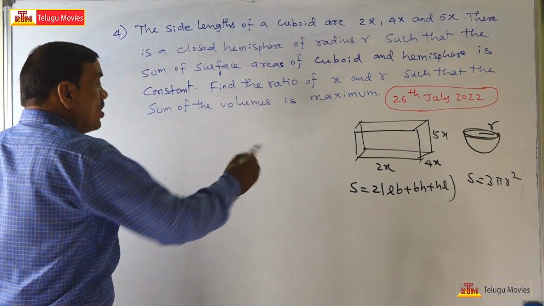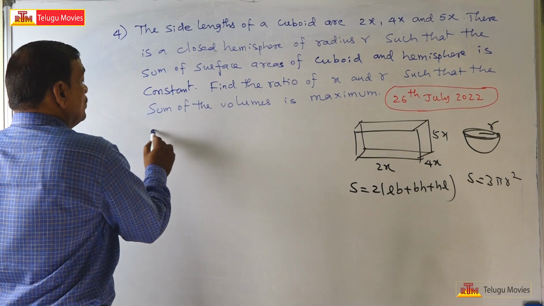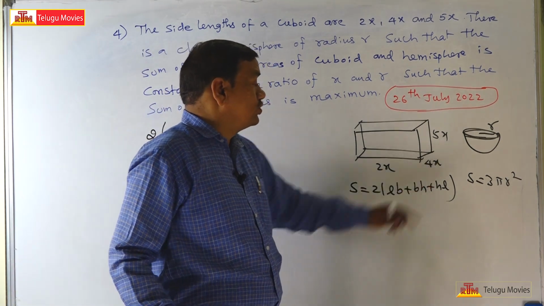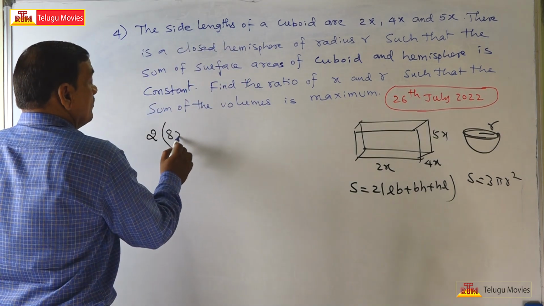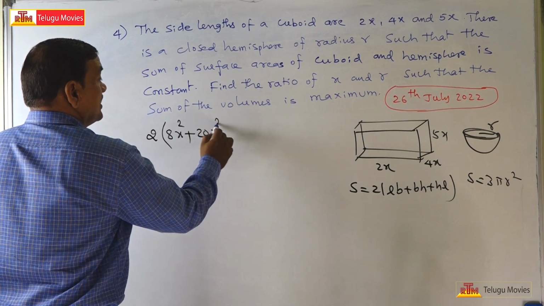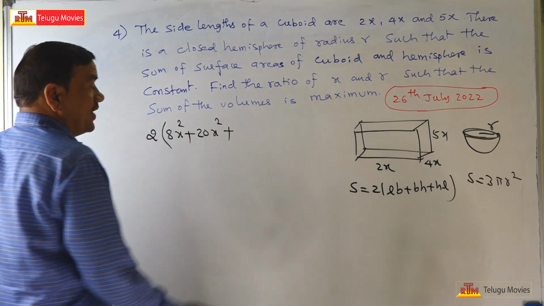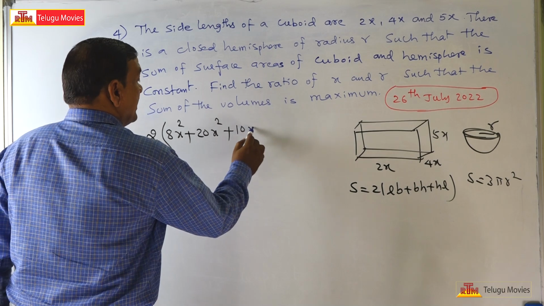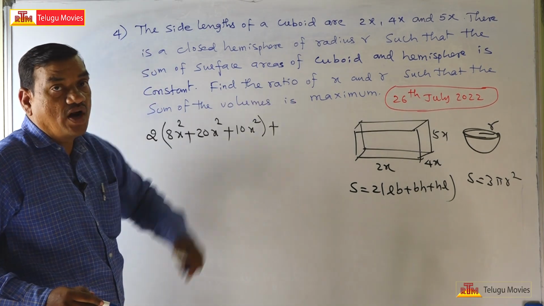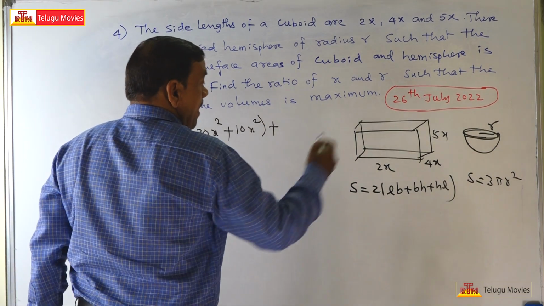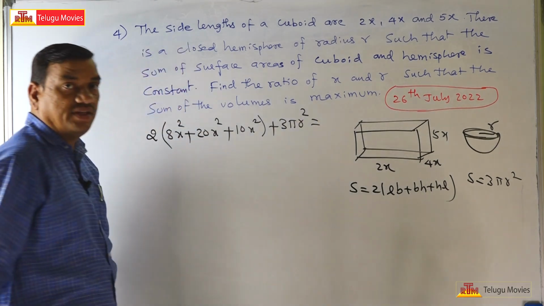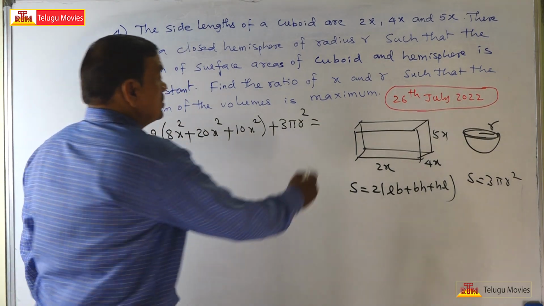Now what is the sum of the surface areas? That means 2 into length into breadth. So 2 fours are 8x square plus 4x into 5x, that is 20x square, plus 2 into 5, 10x square. So this is the surface area of the cuboid. And what is the surface area of the hemisphere? This is equal to 3 pi r square. He is saying it is constant.